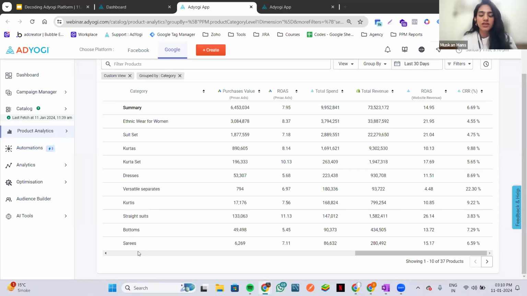Next question we have is around middle funnel strategy. It says, could you elaborate a bit on middle funnel strategy? So over to you, Divisha.